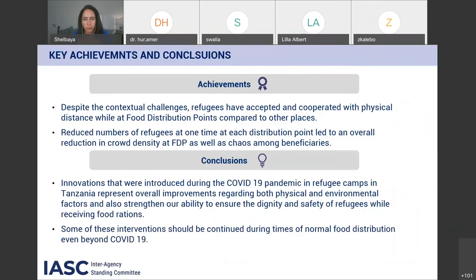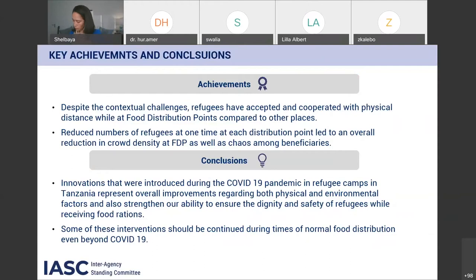Yeah, so achievements which we observed during this particular process. There are several achievements which we really observed, but I would like to share with you at least two of them. One, despite the contextual challenges, refugees have really accepted and cooperated with the physical distancing at food distribution points compared to other places. In fact, we are really very happy to see that the refugees are quite complying with the introduced safety measures, and we're quite happy to observe the guidance which we have introduced at the site.